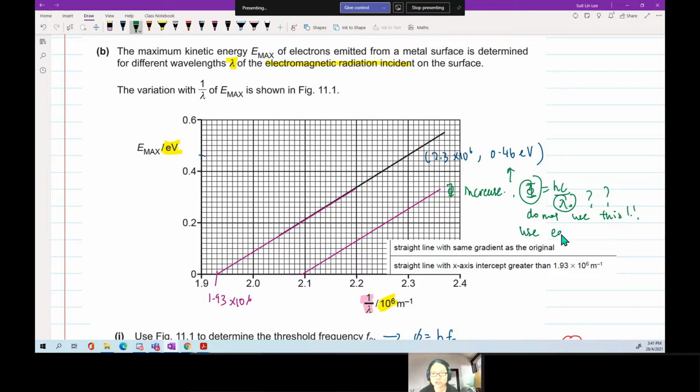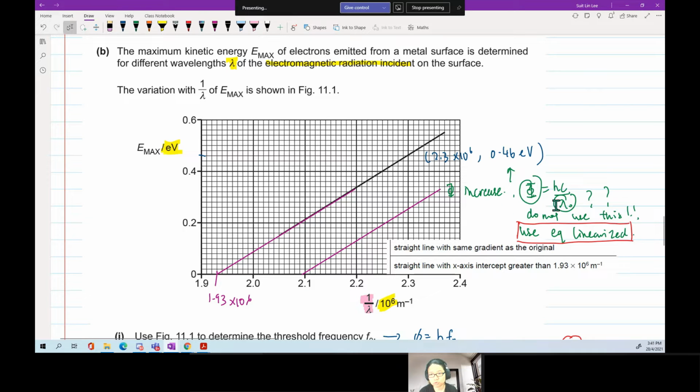Use the equation that is linearized, because other things are constant, and other things are also changing. So you need to consider the energy of the photon as well. The energy of the photon is staying the same. So how would it affect the graph?